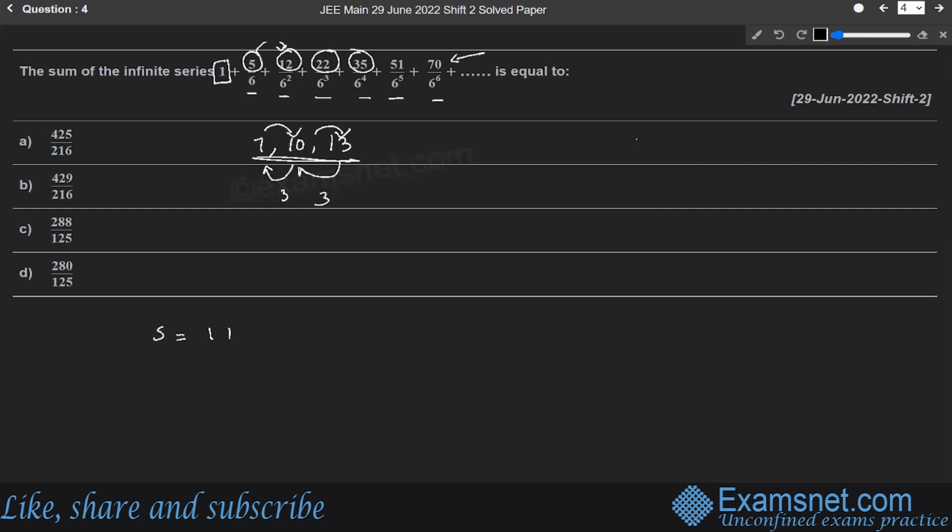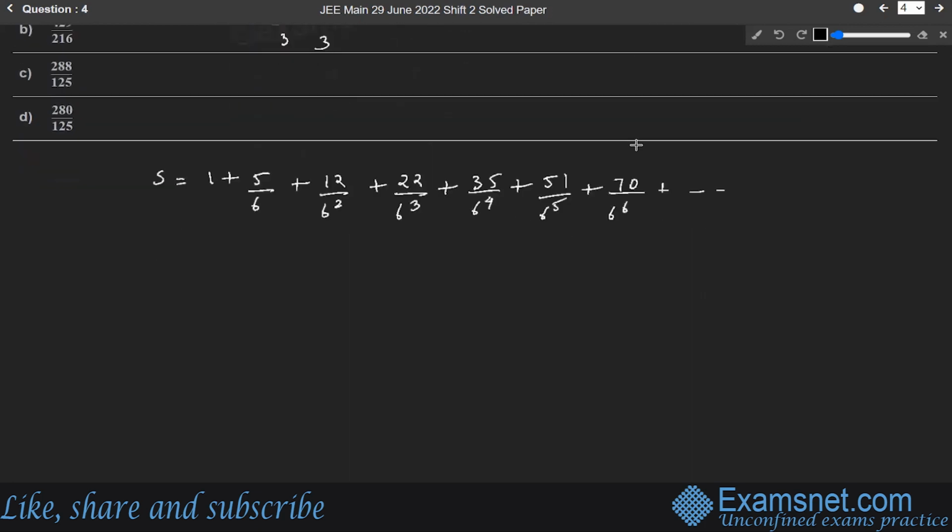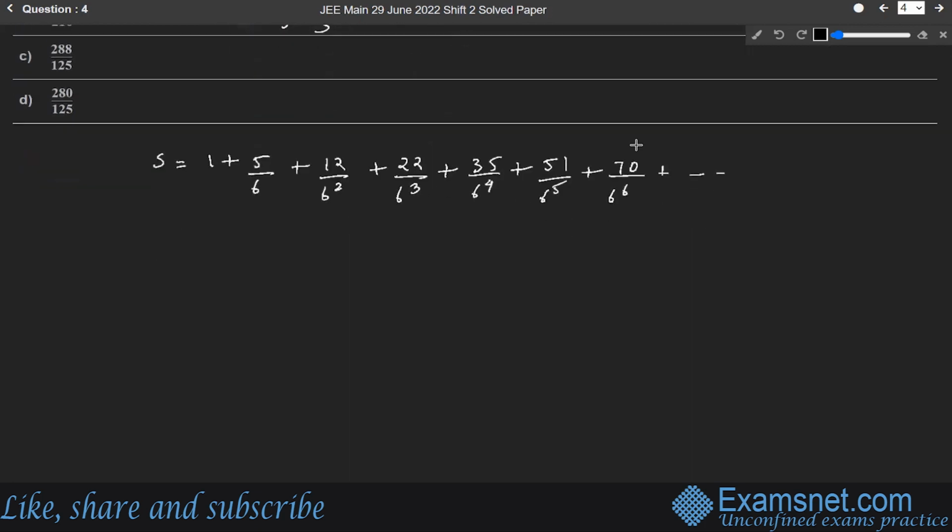So S will be equal to 1 plus 5 by 6 plus 12 by 6 square plus 22 by 6 cube plus 35 by 6 power 4 plus 51 by 6 power 5 plus 70 by 6 power 6 and so on. Now, the next step is to divide both the left hand side and right hand side by 6. Why by 6? Because we divide both the sides by the number that has the increasing power. The power of 6 is increasing, so we divide both the sides by 6.